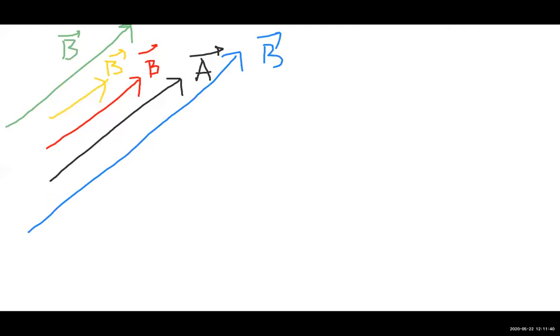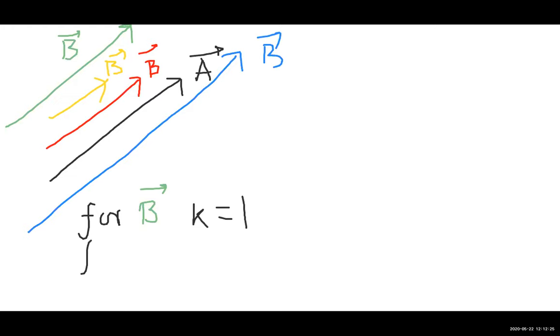Yeah. Uska kya matlab hua? What is the meaning of this? Let's see. Jo green wala vector hai, right? Jo green wala vector hai, iske liye main kya bolunga? For the green vector B, k is equal to how much? I've tried my best to draw equal k is equal to that.